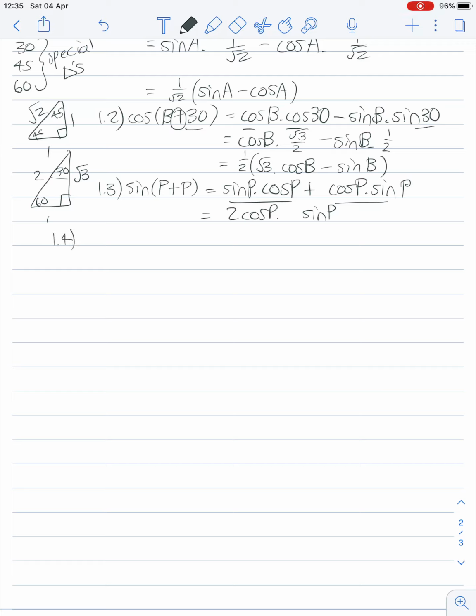1.4, the last one in number 1's here. You've got cos of, I think it was x minus 2y. So cos rule, so it's going to be cos x sin 2y. Man, you see what I've done now. Let's try that there.